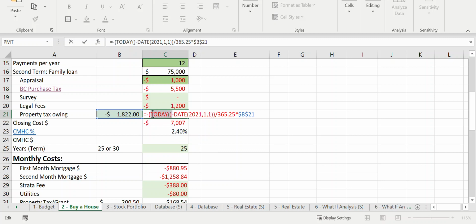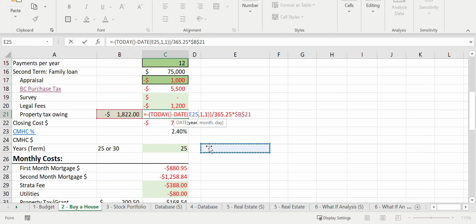So take today's date, whatever it happens to be. That's a function called the today function. It basically pulls out whatever today is. And if you notice, there's no argument in the today function, because you can't argue today's not today, because today is always today. That's how it works. Now, we want to subtract it from the date of the beginning of the year. So I said in the beginning of 2021, January 1st.